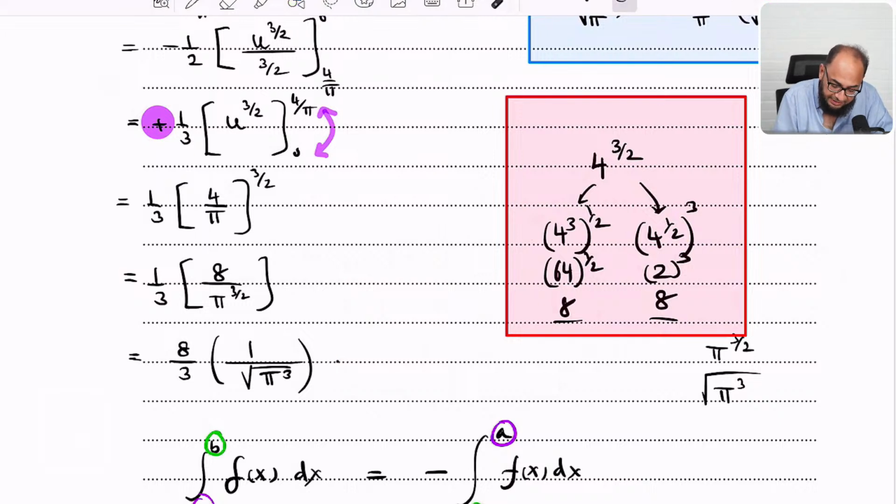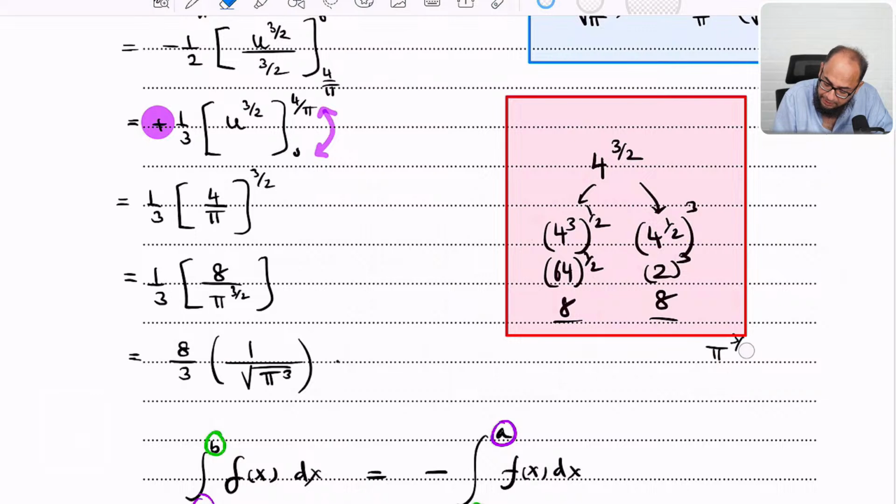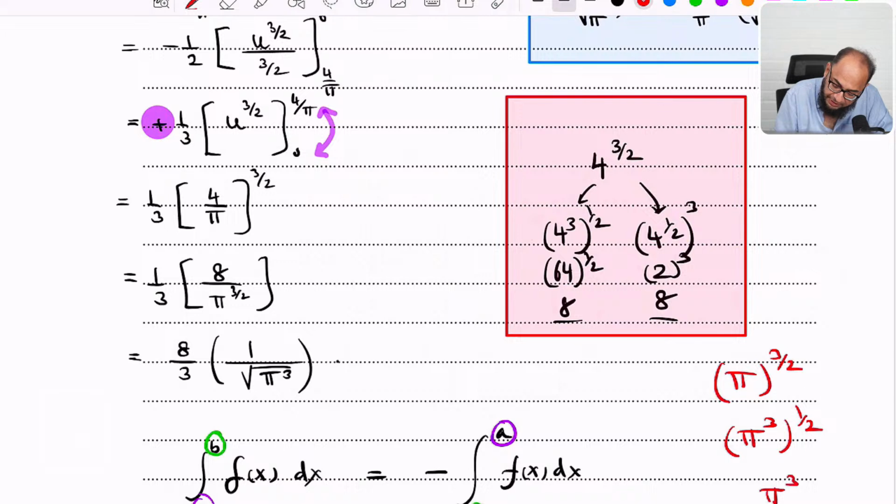Similarly, we have this thing that is pi raised to the power of 3 over 2. That can be written as the square root of pi cubed. So let me just clear this thing over here. So pi raised to the power of 3 over 2 can be written as pi cubed raised to the power of half, that is the square root of pi cubed. So that thing is over here, and this thing is over here, and this 1/3 is there. And that is the answer for this part.